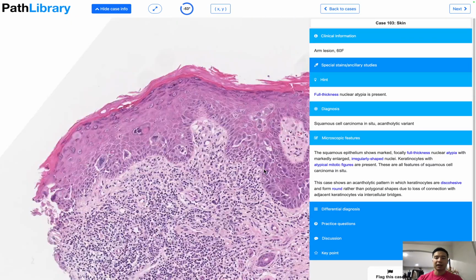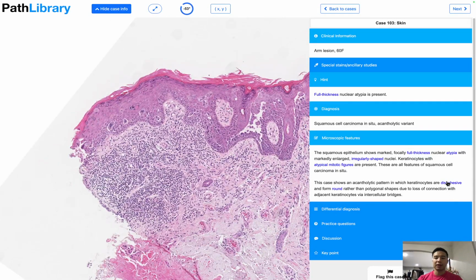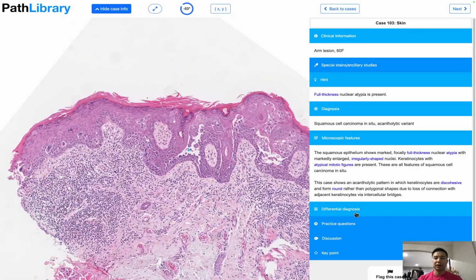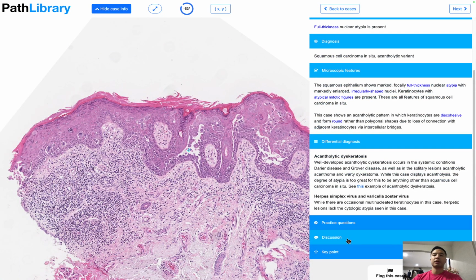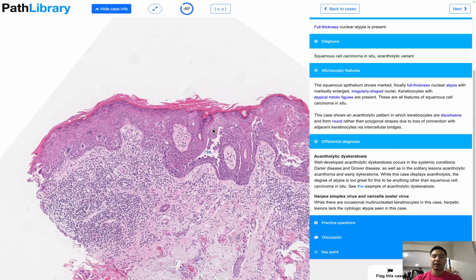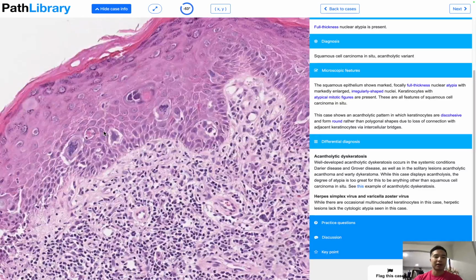This case shows an acantholytic pattern in which keratinocytes are discohesive and form round rather than polygonal shapes due to loss of connection with adjacent keratinocytes via intercellular bridges. So your differentials include acantholytic dyskeratosis. However, you wouldn't have a degree of atypia this great. Another differential is herpes and varicella zoster virus, where you can get exuberant inflammation and multinucleated keratinocytes. However, you wouldn't see the cytologic atypia that we see here.